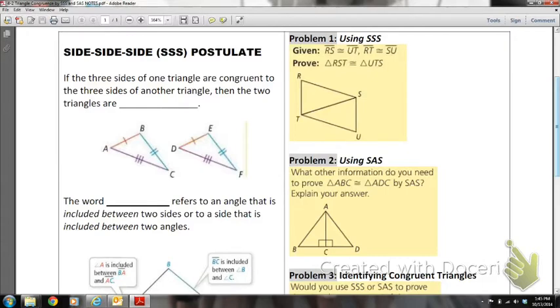One is the side-side-side postulate, which just says if the 3 sides of one triangle are congruent to the 3 corresponding sides of another triangle, then those 2 triangles are congruent. So using this postulate, you only need the 3 pairs of corresponding sides to be congruent between the 2 triangles before you can determine if the triangles are congruent.